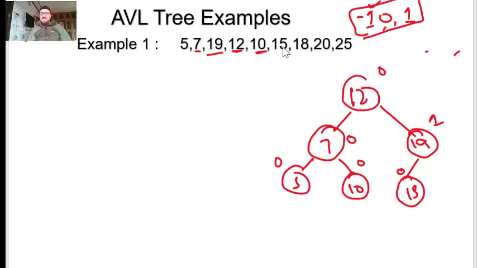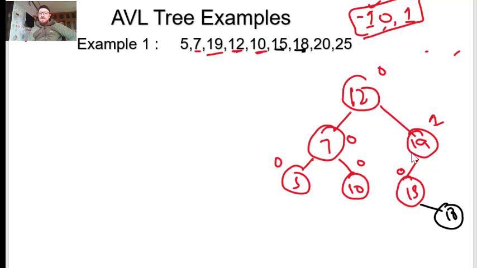Now let's insert the next node. 15 is done. Let's insert the 18. Where will the 18 come? 18 is greater than 12, so go to the right of it. 18 is lesser than 19, go to the left of it. 18 is greater than 15, go to the right of it. So 18 will be here.